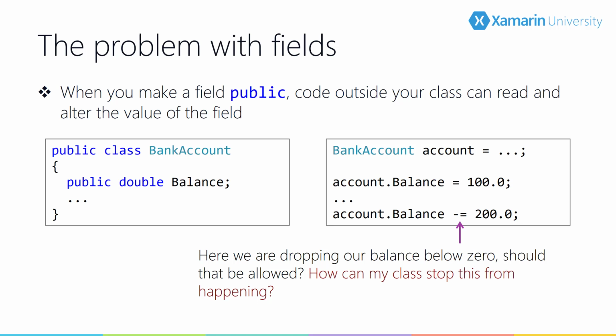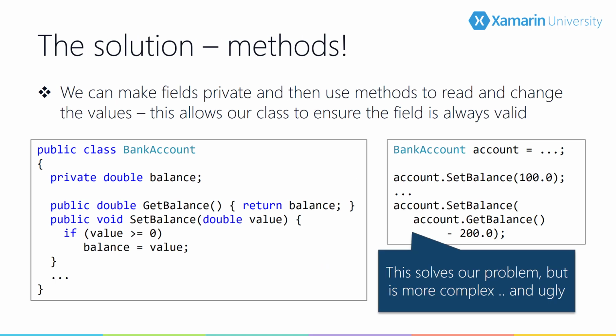So how can we fix this problem? And the answer, or one of the solutions to this problem, is by using methods. So for example, what I could do is I could mark balance as private. By marking it as private, this now means that the caller of my class, or the user of my class, can no longer access the balance field.